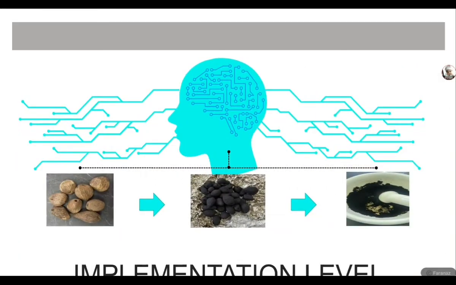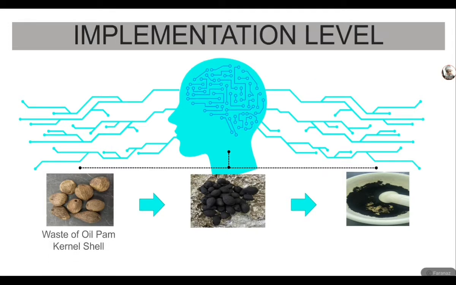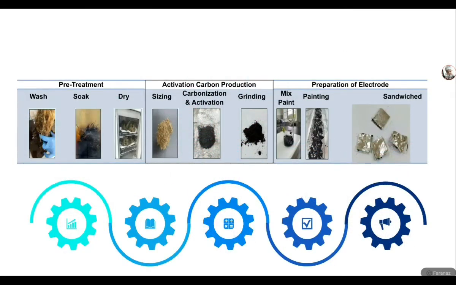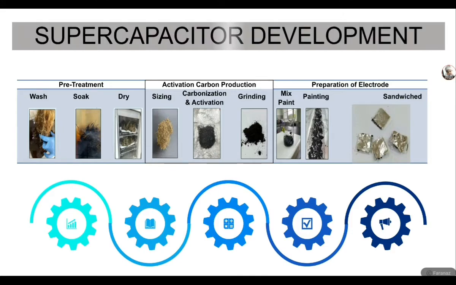Implementation level. Waste of oil palm kernel shells will undergo physical steam activation, in other words, carbonization, and will produce activated carbon, then be crushed into powder using an agate mortar. Next, the supercapacitor development process.